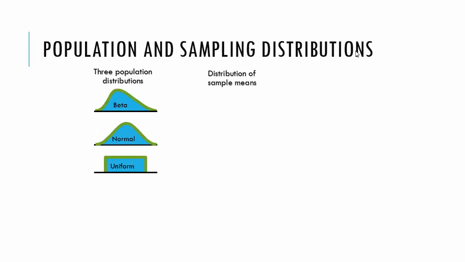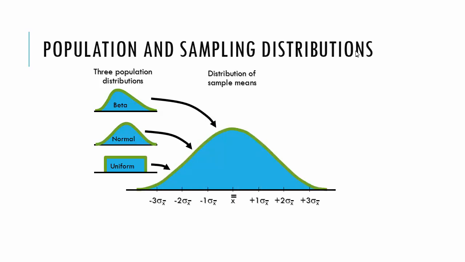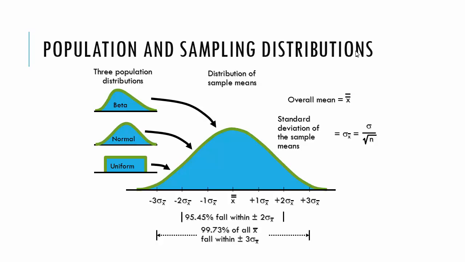So again, the power of the central limit theorem says that no matter the underlying population distribution, for example, here we have the beta, normal, or uniform, among any others, the distribution of the sample means will approach a normal distribution. The overall mean, x bar bar, will equal mu. You may also recall that for any normal distribution, 95% of all values fall within plus or minus 2 standard deviations, and 99.73% fall within plus or minus 3 standard deviations.